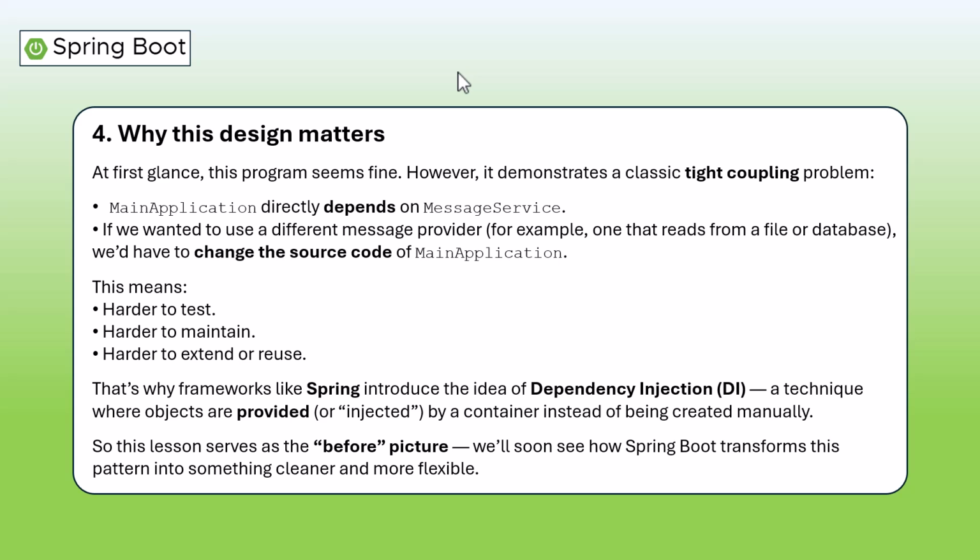This is why frameworks like Spring were created, to help us remove tight coupling by introducing something called dependency injection. That's the main lesson here: understanding the problem before learning the solution.